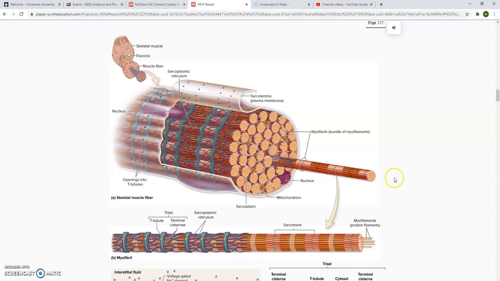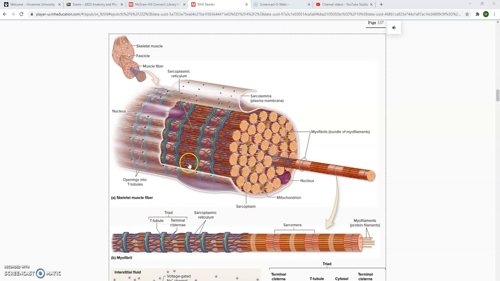All right, so let's go back to our textbook and look at our picture here, and I'll describe the picture. What they have done is take a skeletal muscle cell or fiber, and cut off the end of it, doing a cross section through it, so we can see it end on. We can also see it in this image from the side as well.